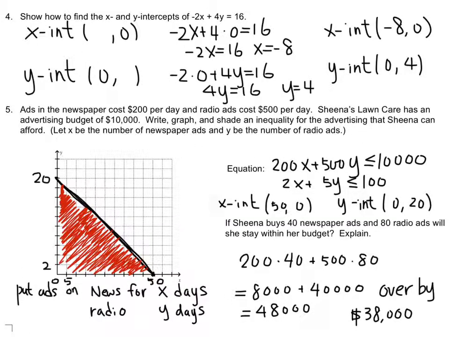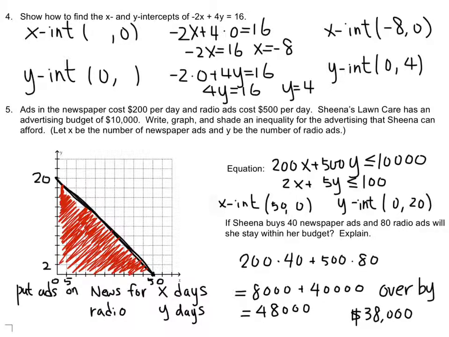Question number 4. Show how to find the x and y intercept of -2x plus 4y equals 16. So I've been reminding you several times about the x-intercept, y-intercept. Please don't overthink too much. X-intercept meaning that the y value of the function is going to be 0. So we simply plug in 0 for the y. -2x plus 4 times 0 equals 16. -2x equals 16, so x equals -8. X-intercept is going to be -8, 0. X-intercept is a point, so keep your answer as a point.